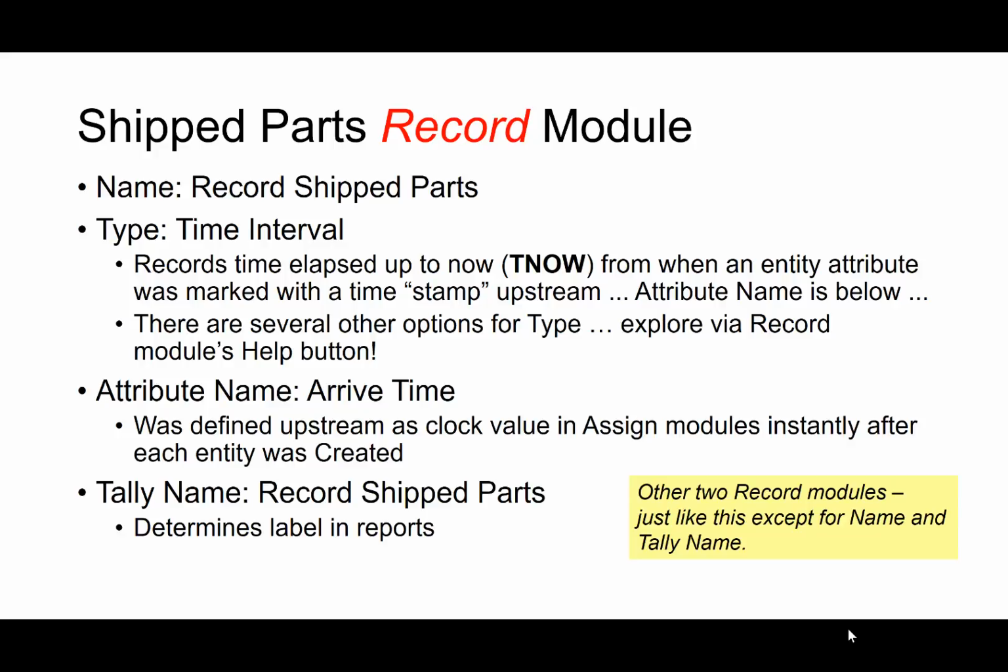And again, I implore you to pause the lecture and click through the help button and try that. It'll help you understand the components of the software and what it can do. The attribute name we'll call arrive time, which was defined upstream, and then the tally name will be the recorded ship parts. So the tally name will be to keep track of that and give us that output statistic.